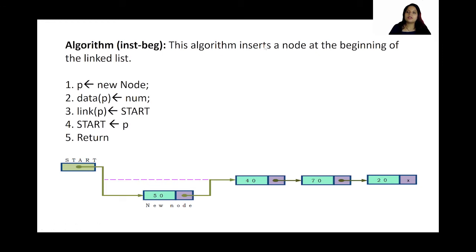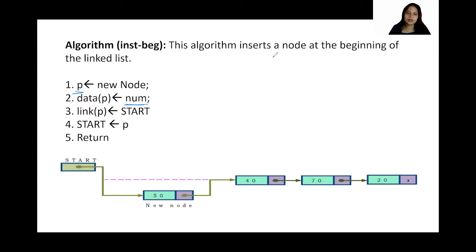See the algorithm here. This algorithm inserts a node at the beginning of a linked list. I'm going to create a node P, and then I'm going to say data of P is equal to number. This number is a parameter which we are going to pass.